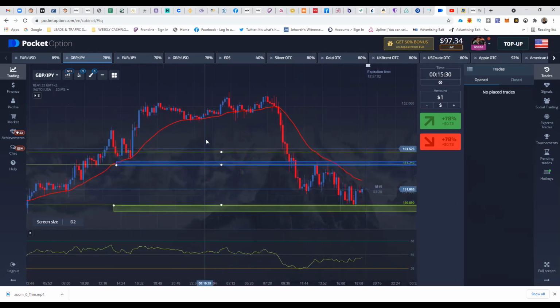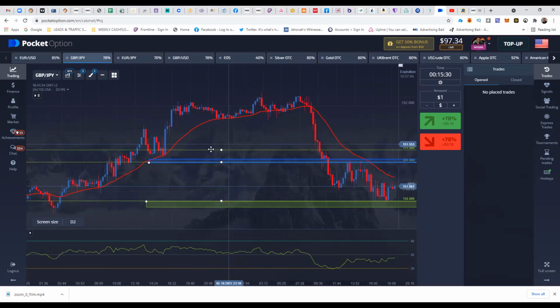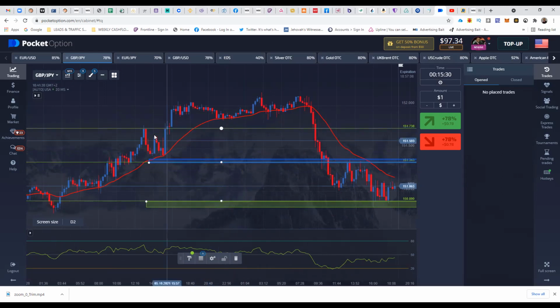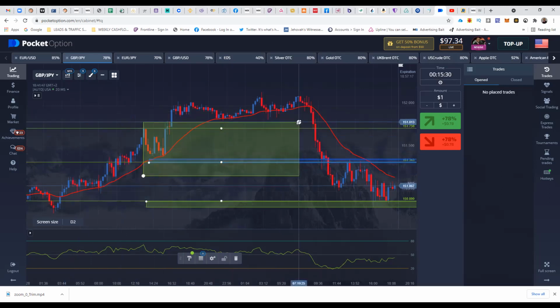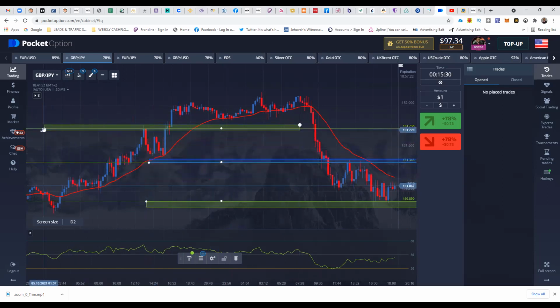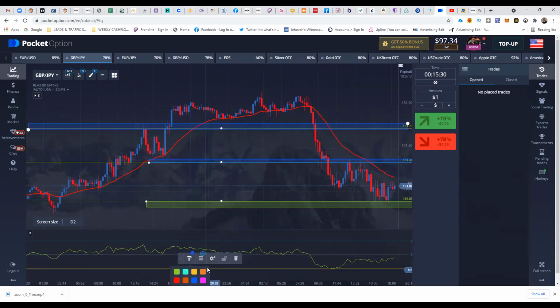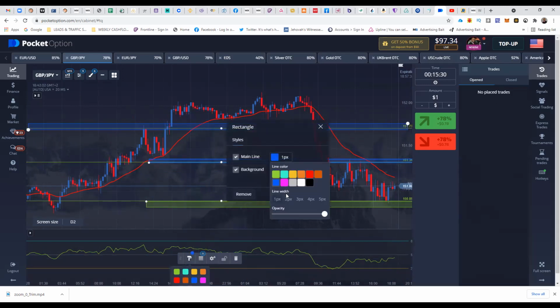we're going to scroll to the left, and then figure out the next highest point, which we can see here. Wick here, price rejected it and went back down. So we're going to draw another zone off of that. Make this blue as well.